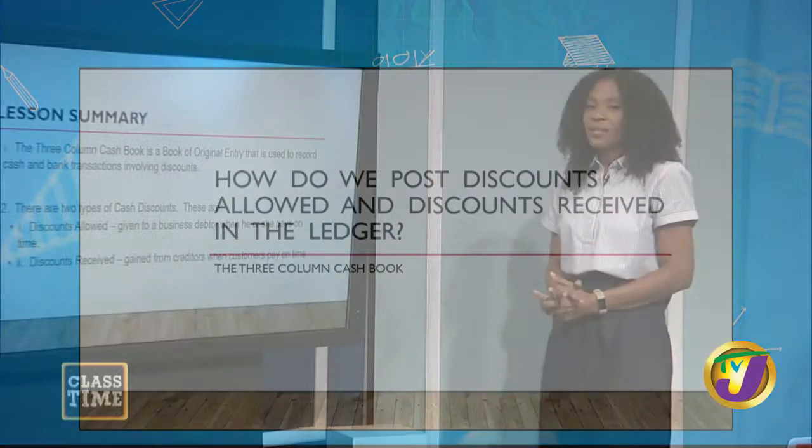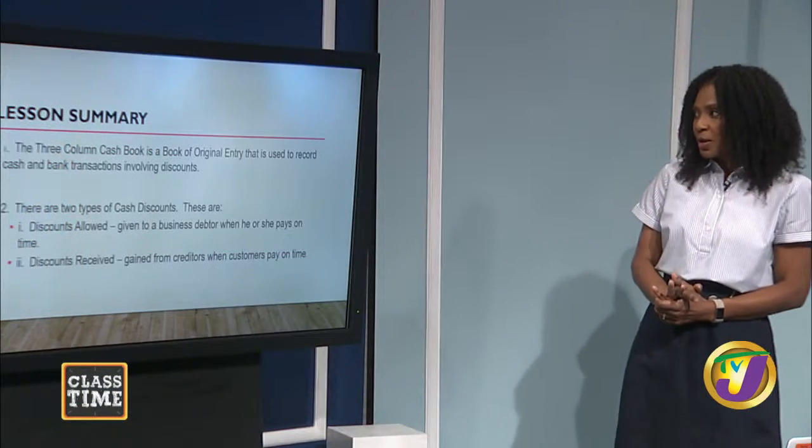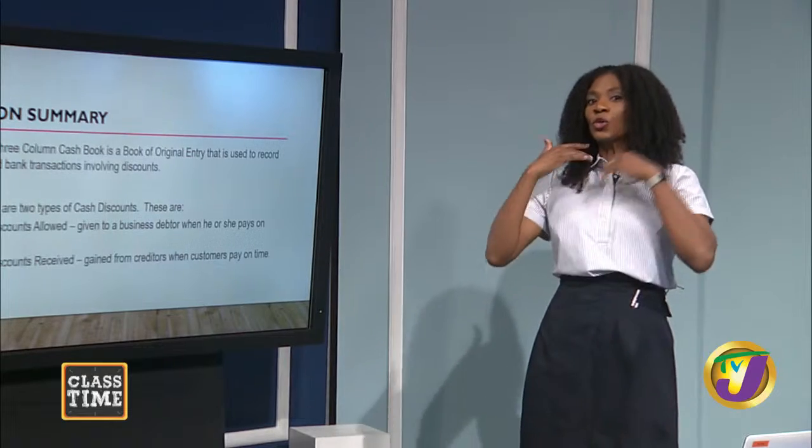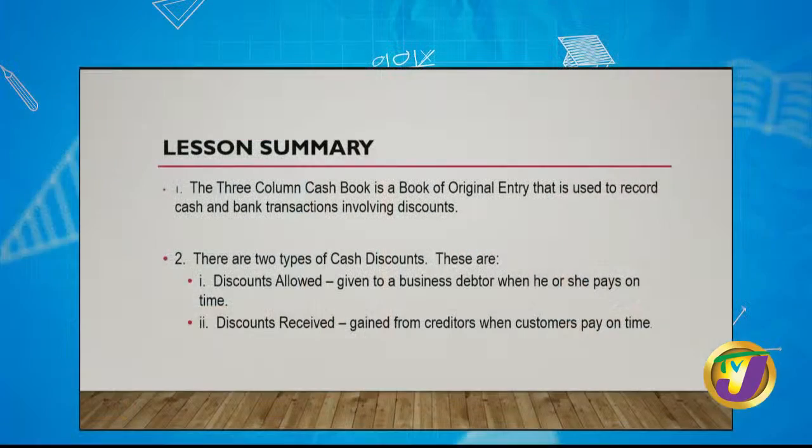Our lesson for today was on the 3-column cash book. Let's do a lesson summary before we answer our trivias. We said that the 3-column cash book is a book of original entry, yes? That is used to record both cash and bank transactions involving discounts.